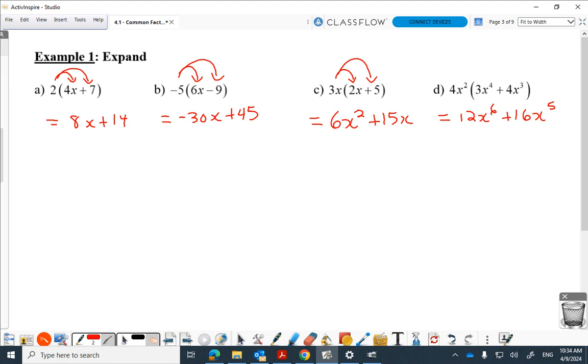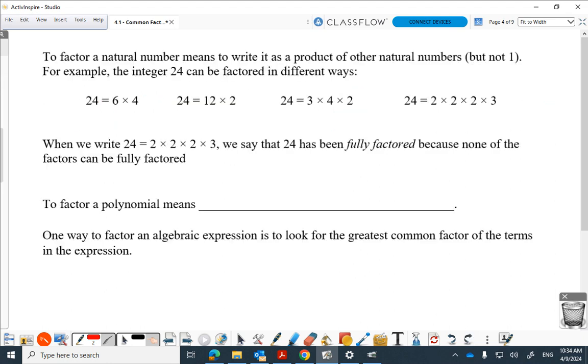Okay, to factor natural numbers means to write it as a product. You're supposed to have done this before. It might have seemed useless at the time. Just this weird exercise you do in grade 5 and 6, factoring numbers, breaking them down into their pieces. But we need to talk about how that relates to what we're doing.